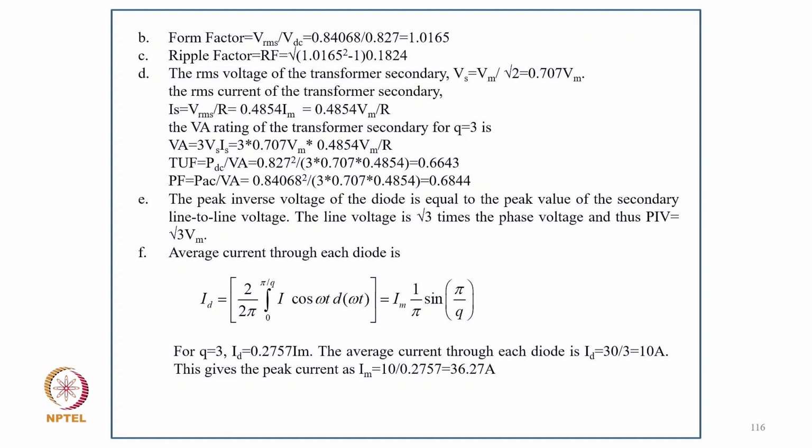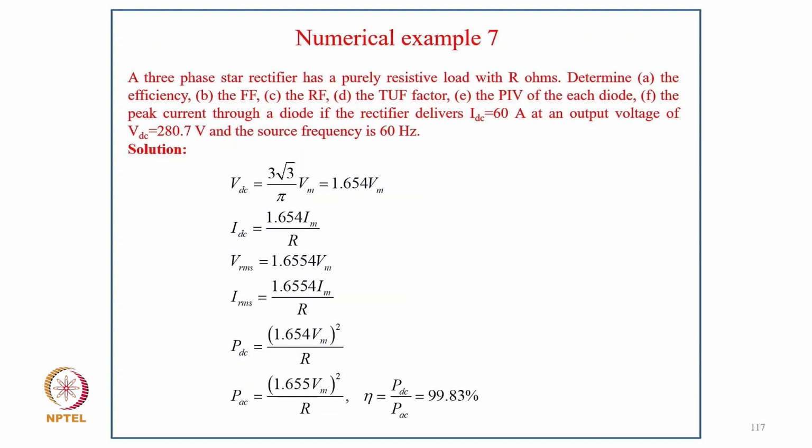The average current through the diode is ID equal to, in brackets, 2 upon 2 pi, integral from 0 to pi by Q of IM cos omega t d omega t, which becomes IM upon pi times sin pi by Q. For Q equal to 3, ID equals 0.2757 IM. Average current through the diode ID is equal to 30.3 ampere. This gives the peak current IM equal to 36.27 ampere.